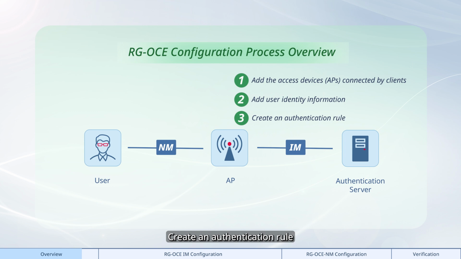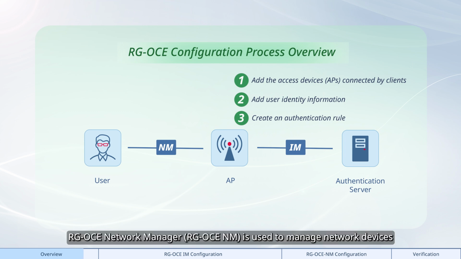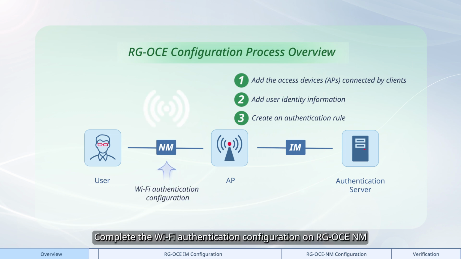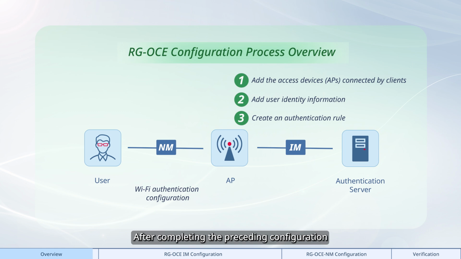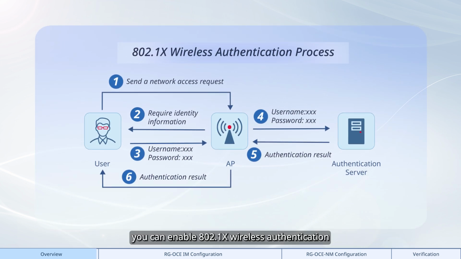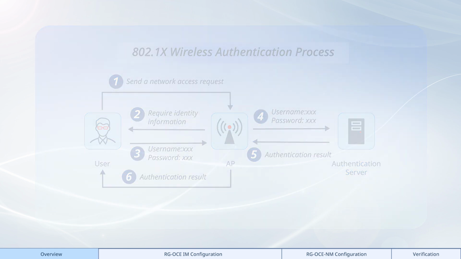Create an authentication rule. RG-OCE Network Manager is used to manage network devices. Complete the Wi-Fi authentication configuration on RG-OCE NM. After completing the preceding configuration, you can enable 802.1x wireless authentication.